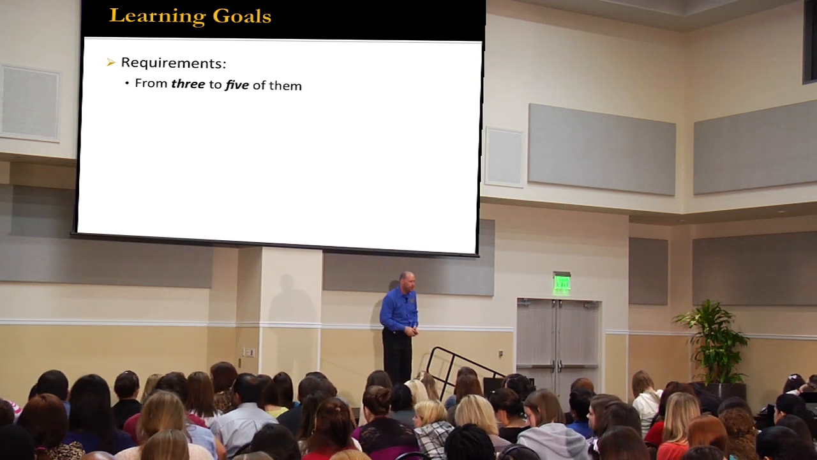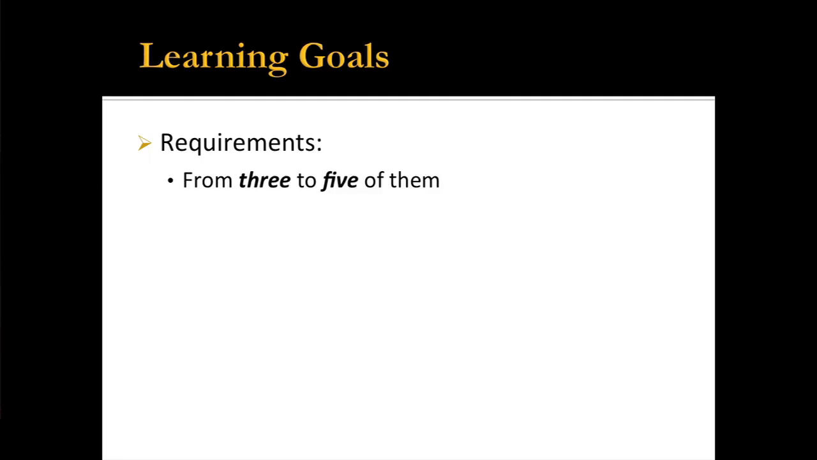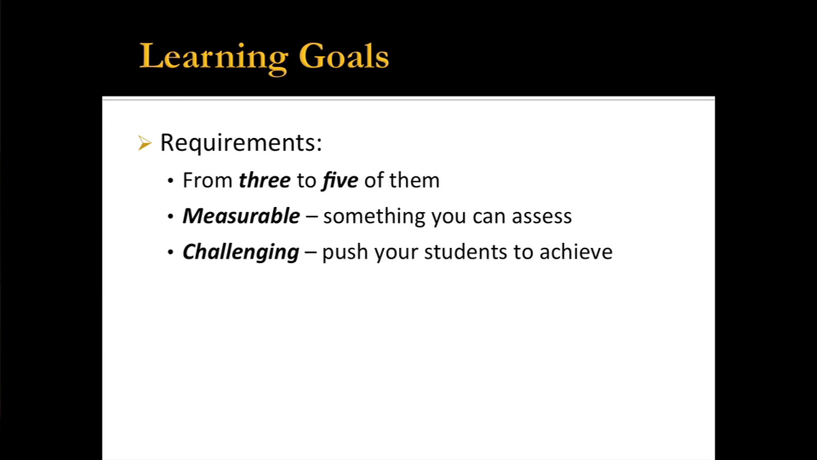Here's your requirements. From 3 to 5 learning goals. They have to be measurable. Remember, those accessible verbs are really important. And they have to be challenging. Now, here's the rub. What does challenging mean?